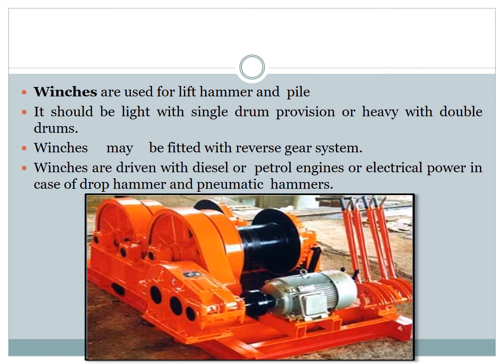Next, winches. Winches are used for lifting the hammer and pile, and they can be light with a single drum provision or heavy with a double drum. Winches are driven with diesel or petrol engines, or electrical power in the case of drop hammer and pneumatic hammer. So here is the image of winches.